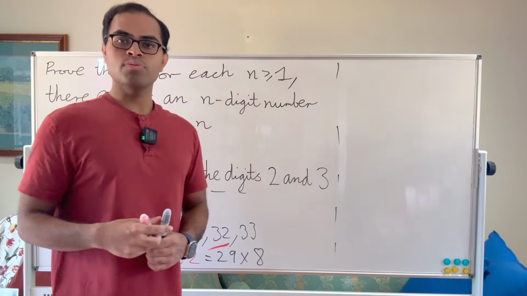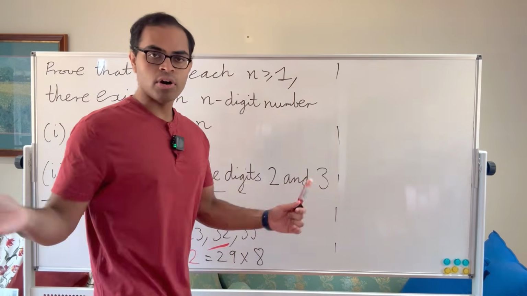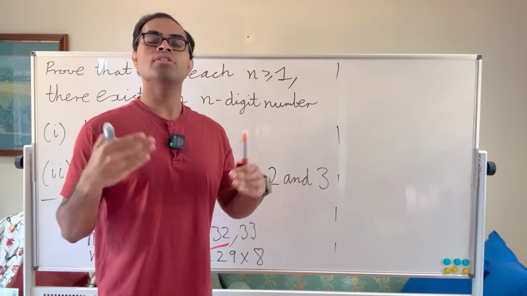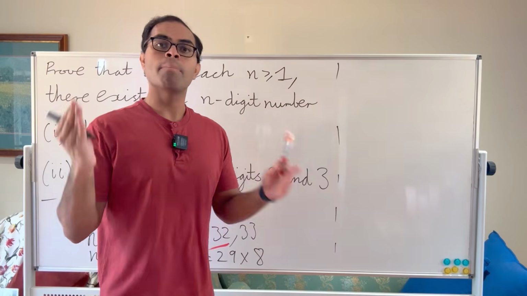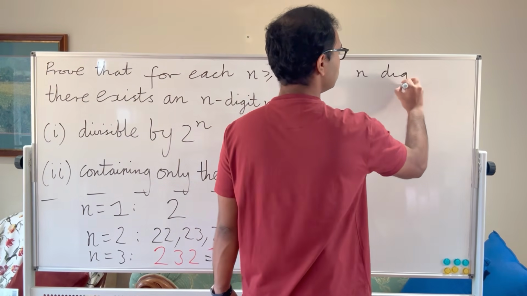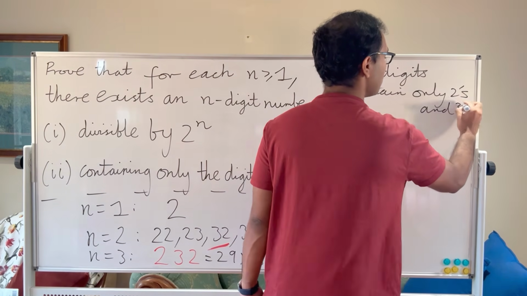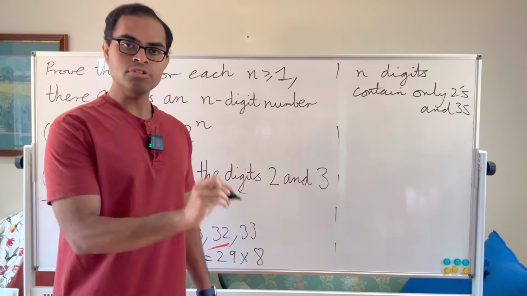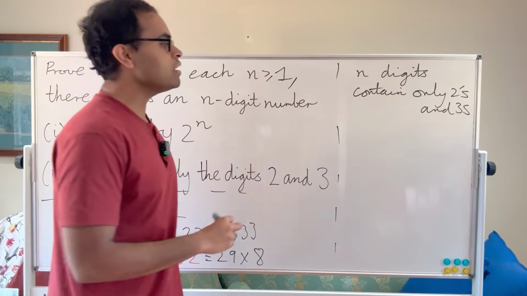So what we're going to do is prove the following statement. We're going to take a positive integer n, and look at the possible remainders when you divide n-digit numbers containing only 2s and 3s as digits by 2 to the power n. First of all, how many such numbers are there? We've seen already that there are 2 to the power n such numbers, because there are 2 choices for each digit and there are n digits in total, 2 times 2 times 2 up to 2 to the power n possible numbers.